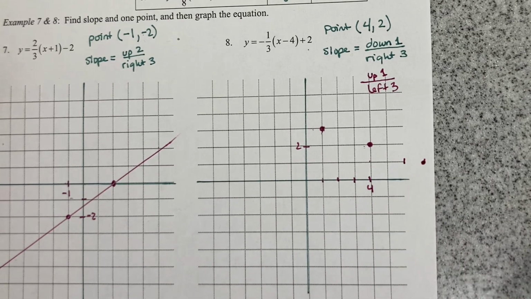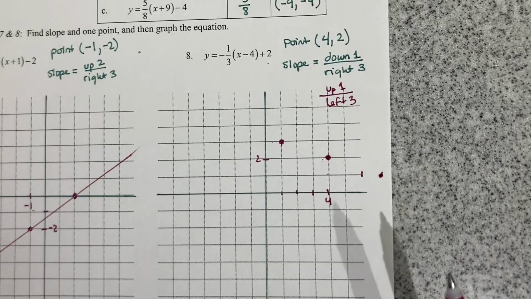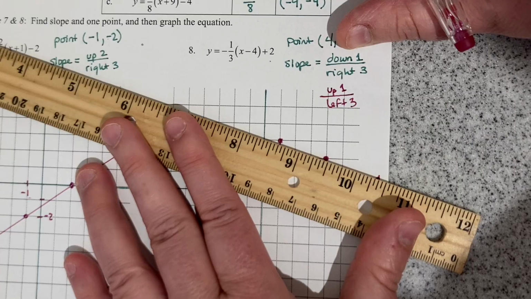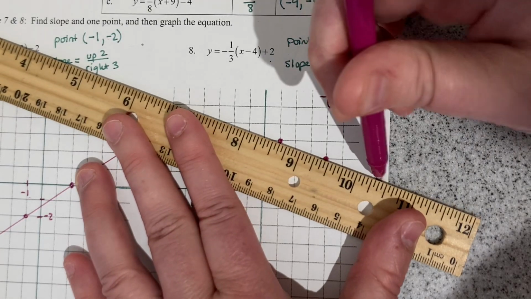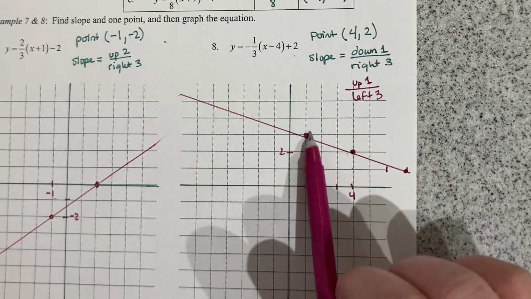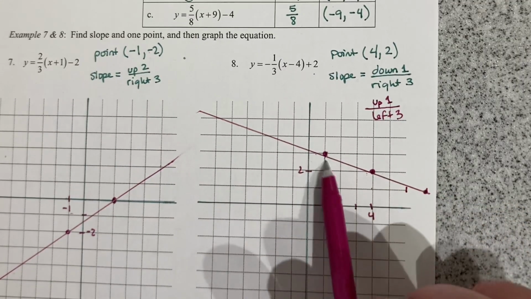So you can either sort of estimate where it is. We could also have changed where our axes are. I just put them in the middle, but let's connect these with a beautiful line. So it goes through the point 4,2 and it has slope of -1/3.